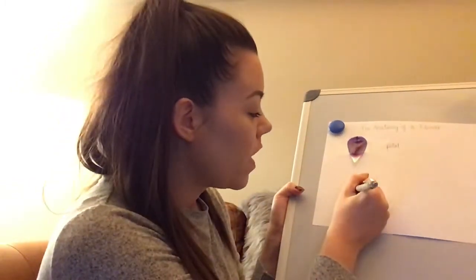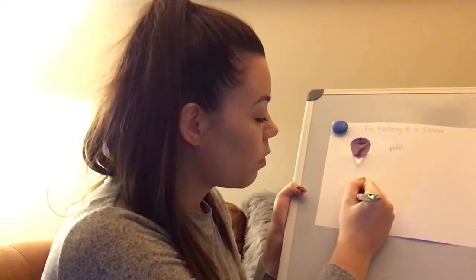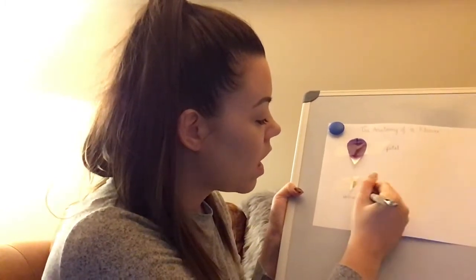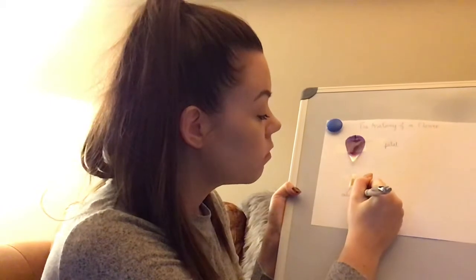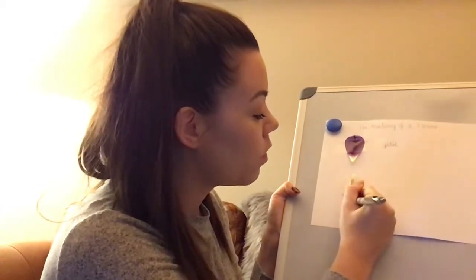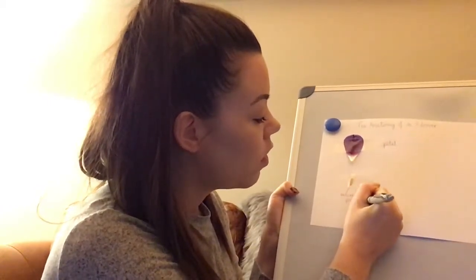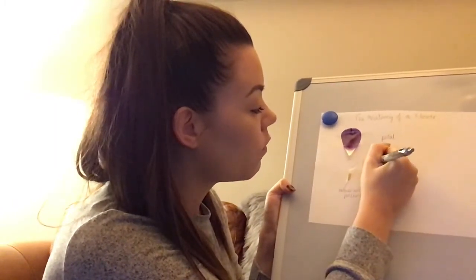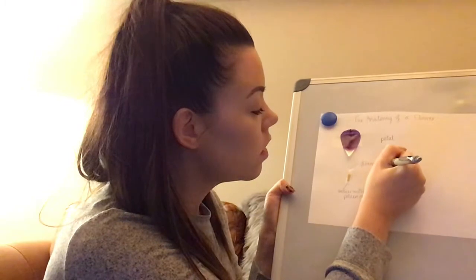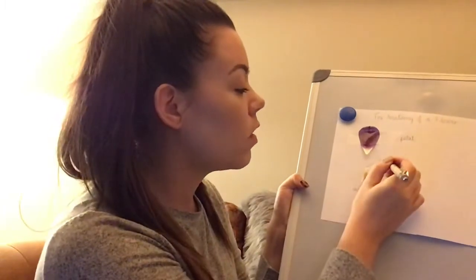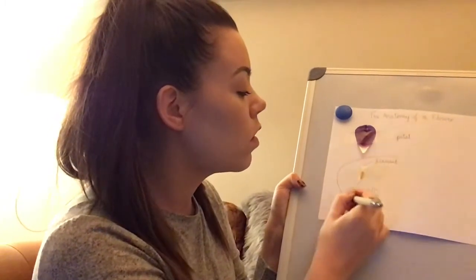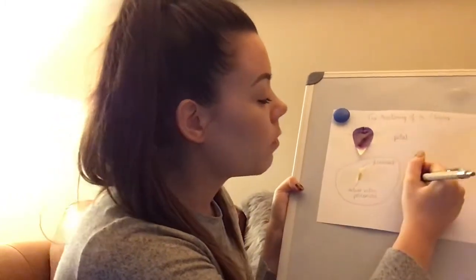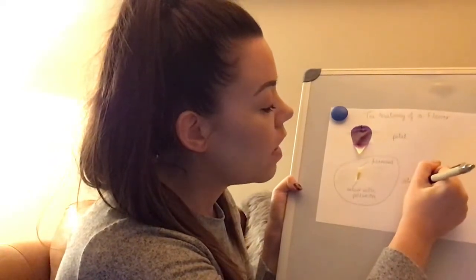So this bit is called the anther, and it's got pollen on it. So I'm going to put anther with pollen on. The stick that holds it up is called the filament, but the whole thing when it's all together is called the stamen. So I'm going to do a big circle around it all and I'm going to write the word stamen.